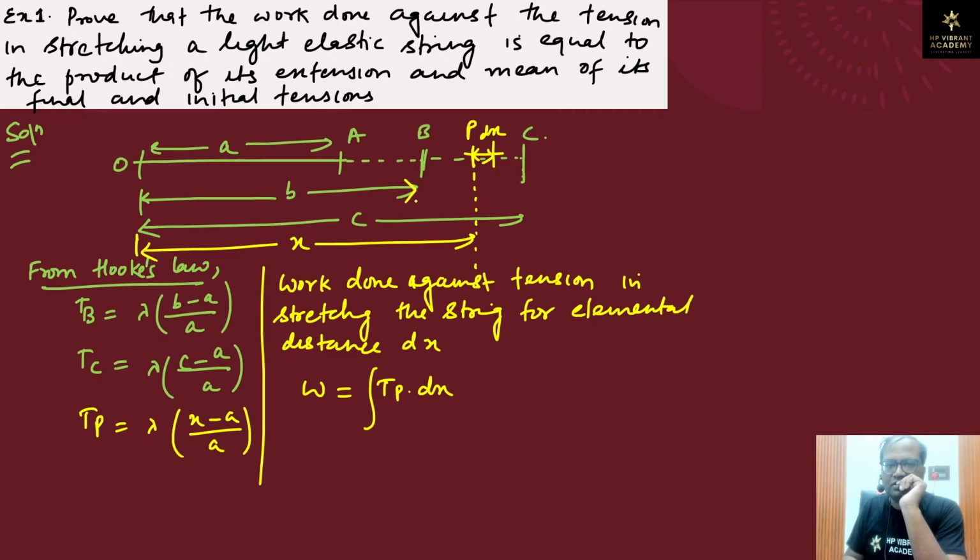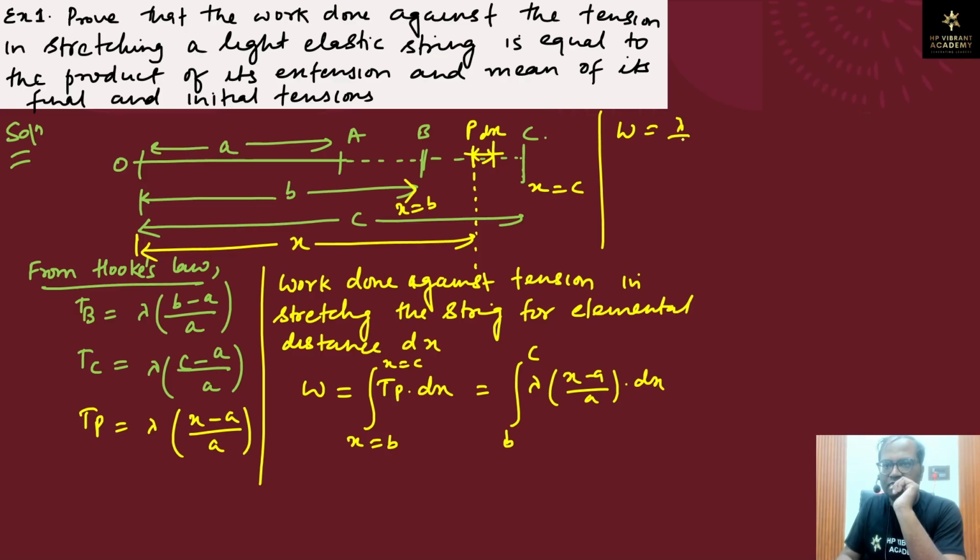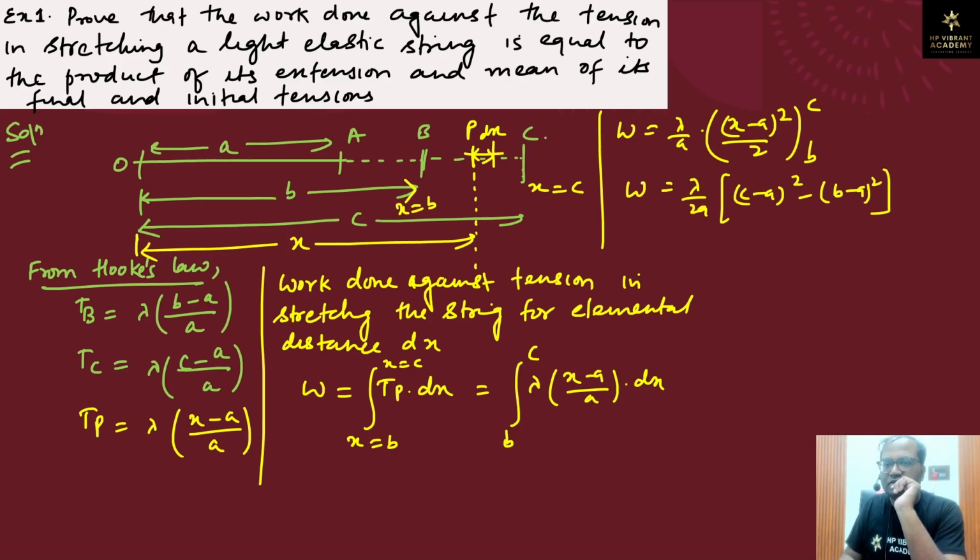So here we have x is equal to b, and here we have x is equal to c. So the integration is from x is equal to b to x is equal to c. So this is equal to the integral from b to c, and dp is lambda (x minus a) upon a into dx. So let us integrate this. What we have is work done is equal to lambda upon a into (x minus a) whole square upon 2, and the limits are c and b. So we have lambda upon 2a into [(c minus a) whole square minus (b minus a) whole square]. This is work done. Let us further simplify this.